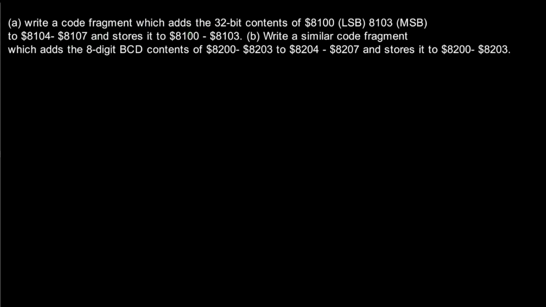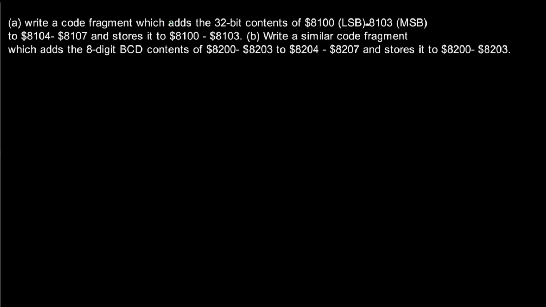Write a code fragment which adds the 32-bit contents of 8100 (least significant byte) to 8103 (most significant byte). So this is a range provided, 8100 to 8103, and another range, 8104 to 8107. Add this one with this, and store it at this location, 8100 to 8103. Okay, and that's the A part.